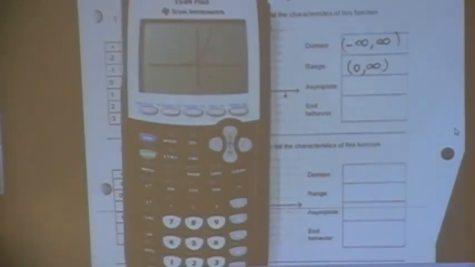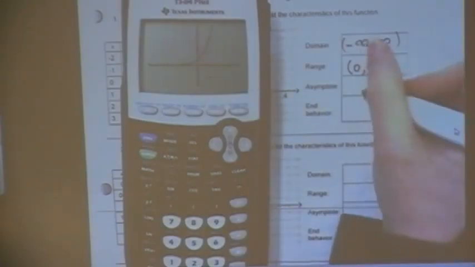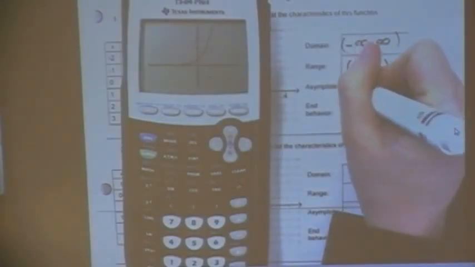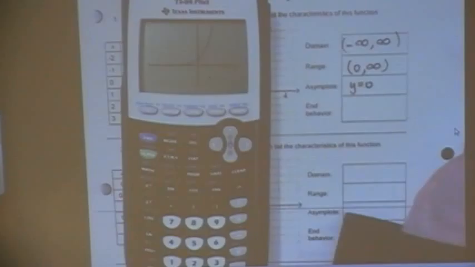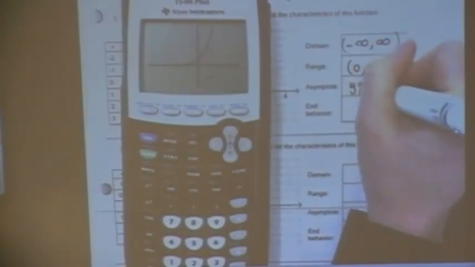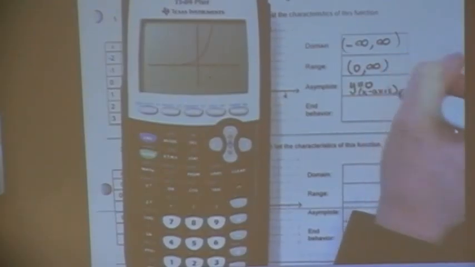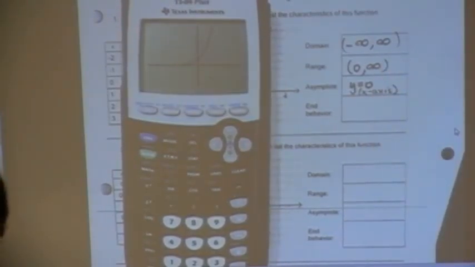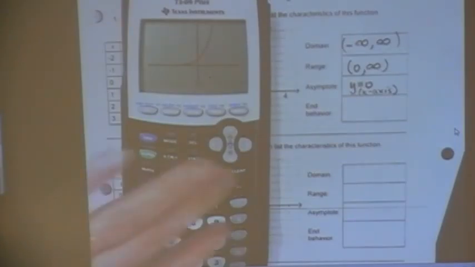Your range, what about your range? Zero to infinity. Good. It's zero, not included, to infinity, because there is an asymptote, which is the next question. This time it's a horizontal asymptote that occurs at the x-axis, which means it is y equals zero. I'm going to put in parentheses, that's the x-axis.